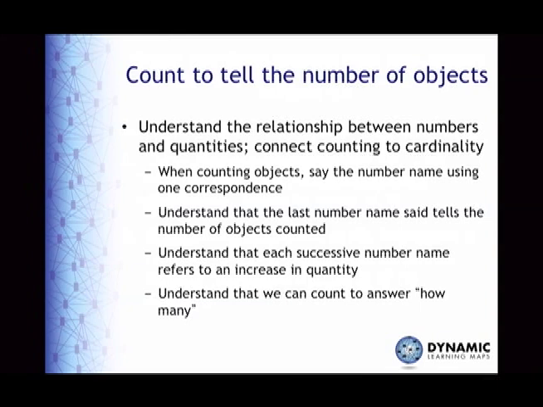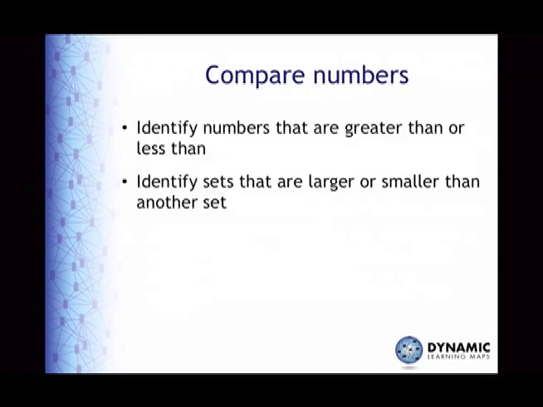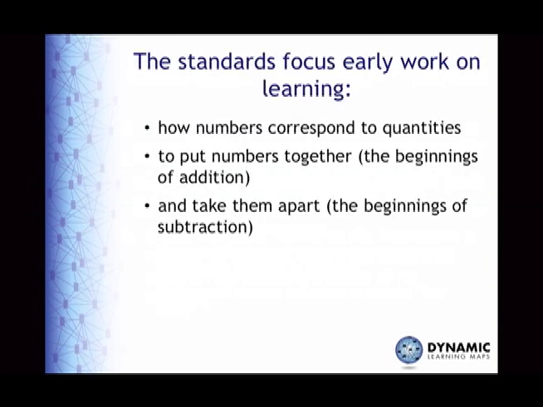For as many as 20 things arranged in a line, or a rectangular array, given a number 1 to 20, students should be able to count out that many objects. In order to compare numbers, students should be able to identify whether the number of objects in one group is greater than, less than, or equal to the number of objects in another group by using the matching strategy or the counting strategy.